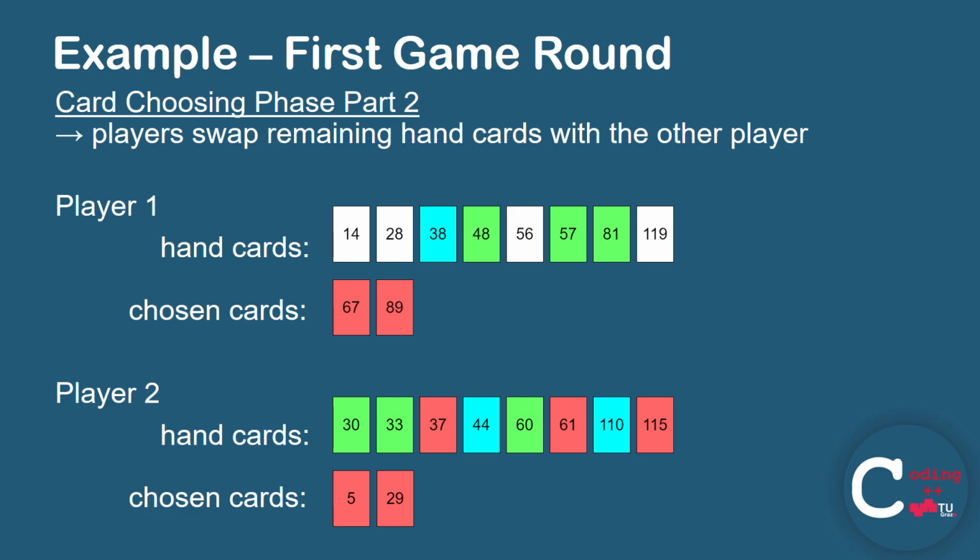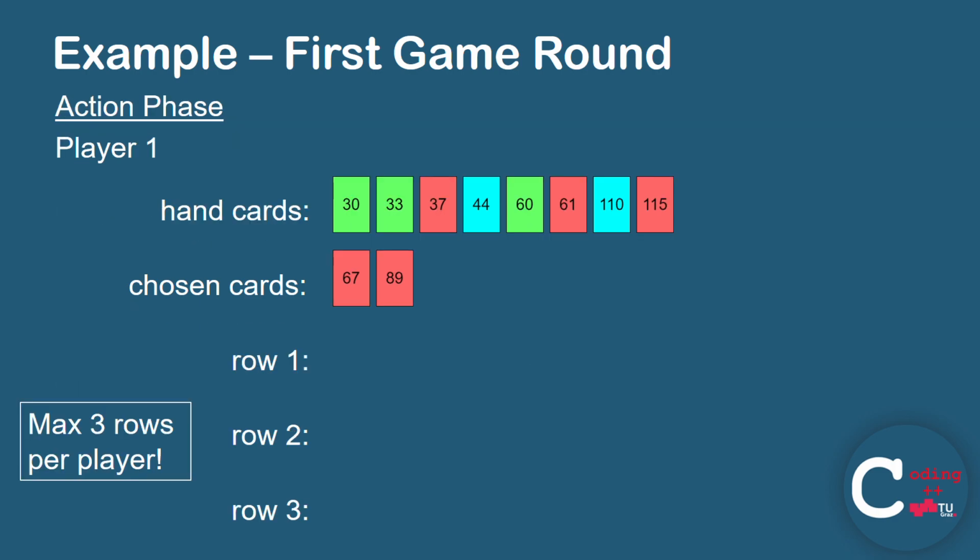You can see here, player 1 has a row of hand cards which starts with 14, and player 2 has one that starts with 30. Now those 2 remaining hand cards are swapped. So now player 1's hand cards start with 30 and player 2's hand cards start with 14. All the hand cards are swapped. The chosen cards remain with the player. This is the end of the card choosing phase, and now the action phase can start.